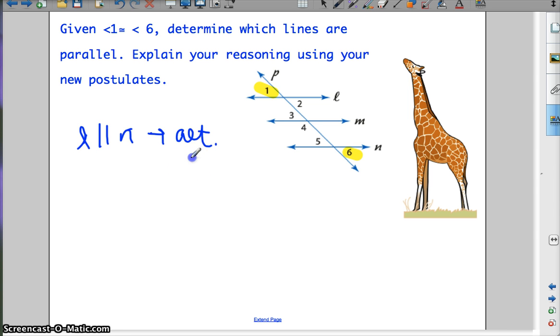I hope. I hope. Alternate exterior angles converse. That's going to be your key word, converse. So make sure you write that down, the converse part for sure. All right, so we can say that L and N are parallel to one another.